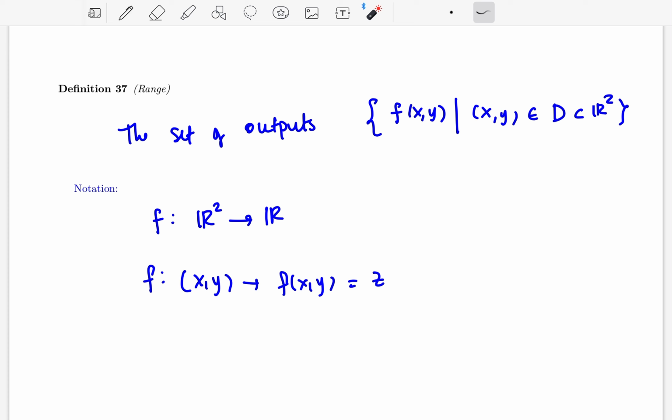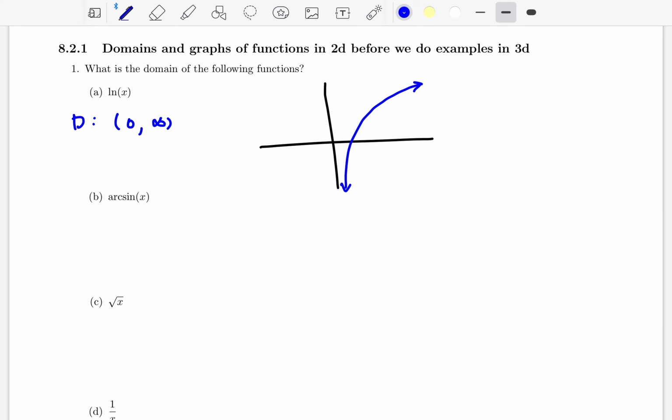So let's review the domain of some of these functions in 2D that we'll be using now in 3D. Let me start with the natural log of x. We know that the graph of the natural log of x looks something like this, with a vertical asymptote at x equals 0. Therefore, the domain is going to be starting at 0 all the way to infinity.